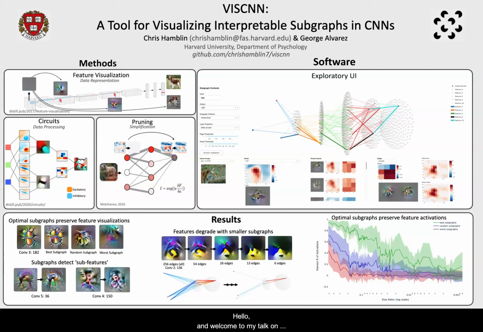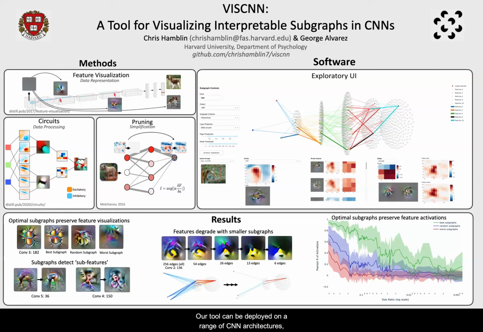Hello, and welcome to my talk on VISCNN, a tool for visualizing interpretable subgraphs in CNNs. CNNs have become dominant models for a range of computer vision problems, but unfortunately, as is typical with deep neural networks, it can be difficult to interpret how they work. VISCNN combines feature visualization, pruning, and graph visualization in order to make CNNs transparent, intuitive, and quick to explore.